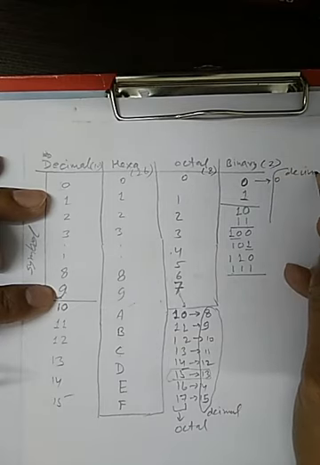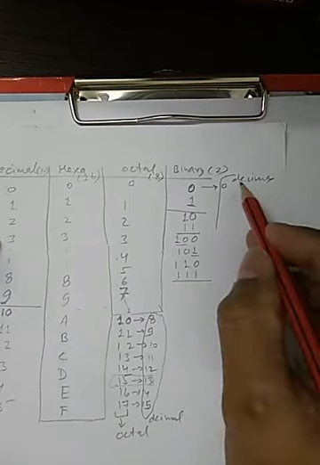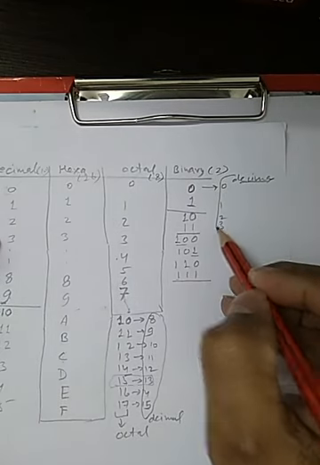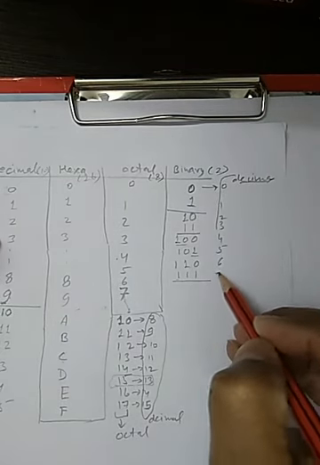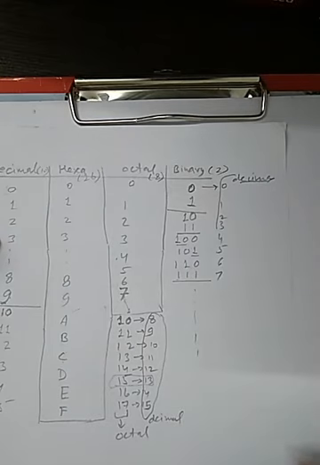In this way, we can see decimal numbers 0, 1, 2, 3, 4, 5, 6, 7 and so on. We can represent any number in this way. Actual representation we will see later on.